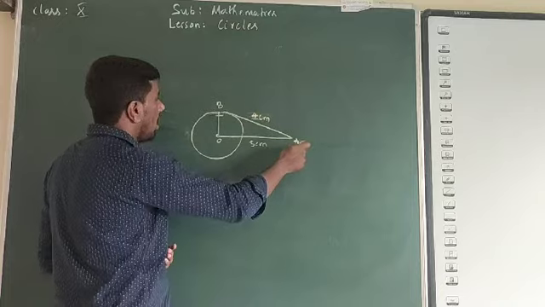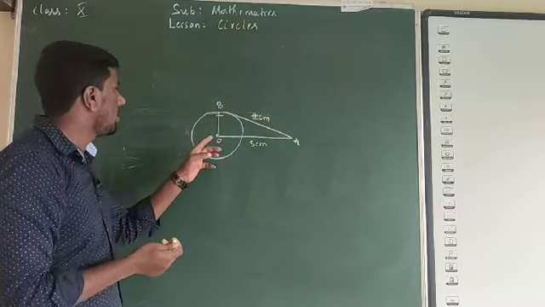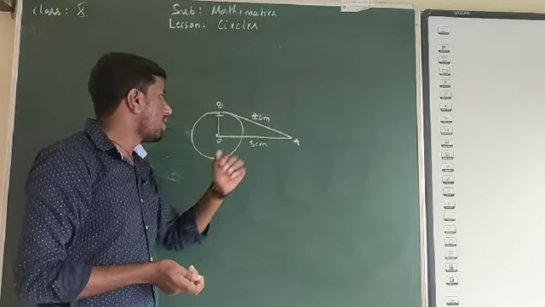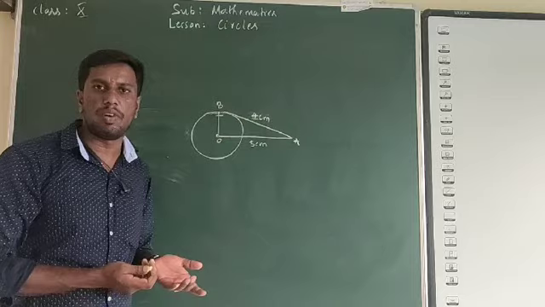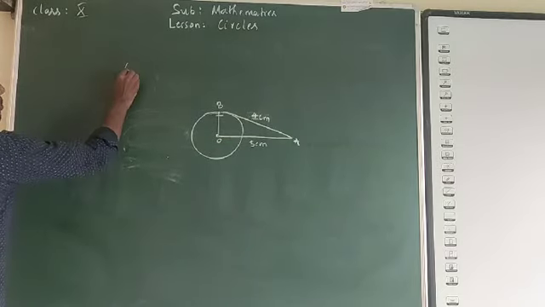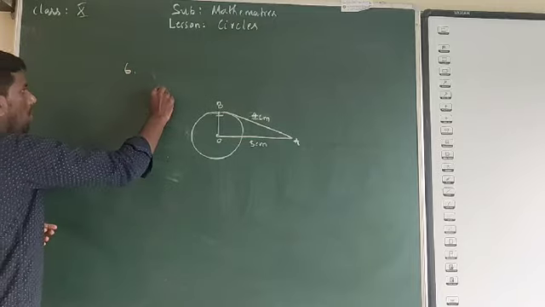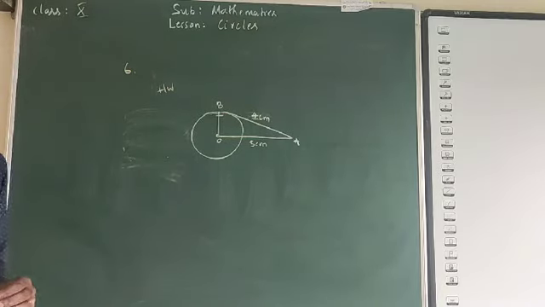They have given the length of the tangent and the distance between the center and the external point. So it is very easy to find the radius by applying the Pythagoras theorem. This will be the homework for this question. You need to complete this. In the next class I will go for the 7th question.